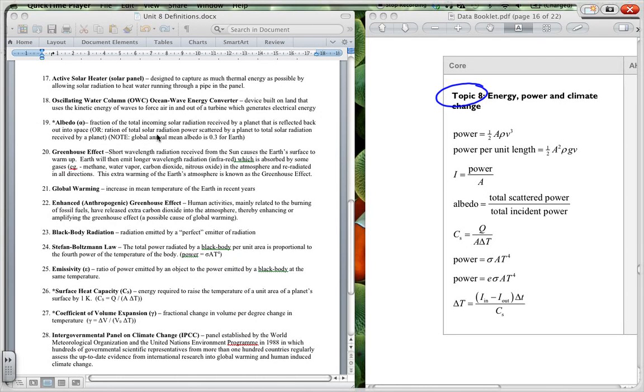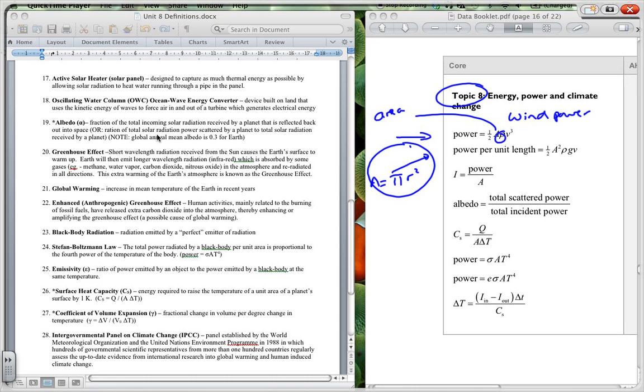Here I'm looking at the data booklet for topic 8, energy, power and climate change. The first formula, power is equal to a half A rho v cubed, is specifically dealing with wind power. So you can only use it with wind power, where A is the area of the wind turbine, and that is usually given by pi r squared.